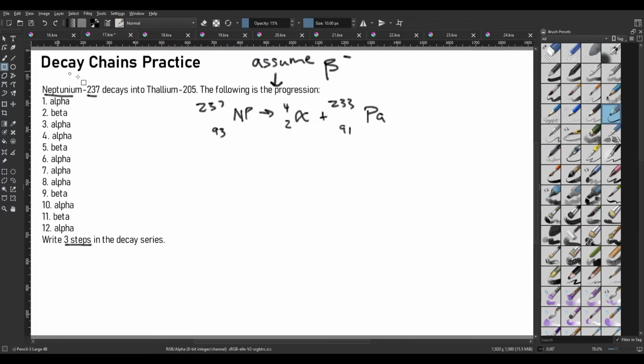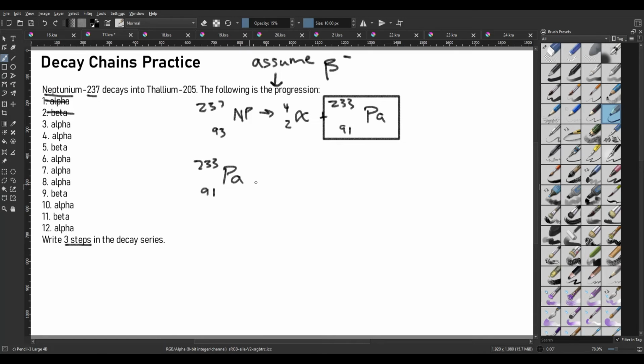So this is our first decayed into nucleus right here. I'm not going to draw an arrow, we're just going to start over here new. 233, 91. We take the last element, we just draw it here again. We did alpha here.